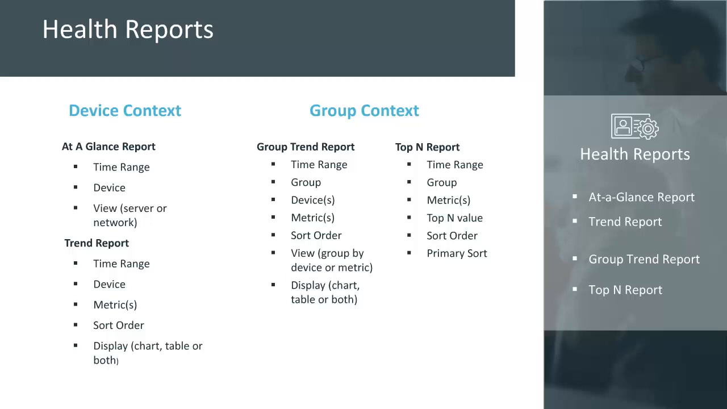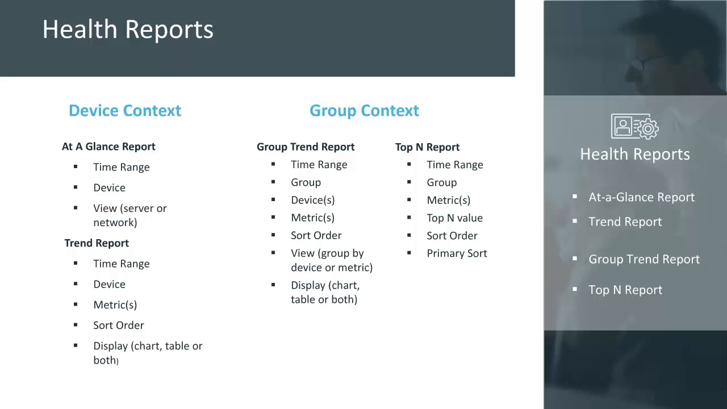Unlike the CABI dashboards that you can access directly from the Unified Dashboards menu, the health reports are available once you select a device or group from one of the existing dashboards. Use the at-a-glance report to understand usage, health, and aggregated performance of your server or network.